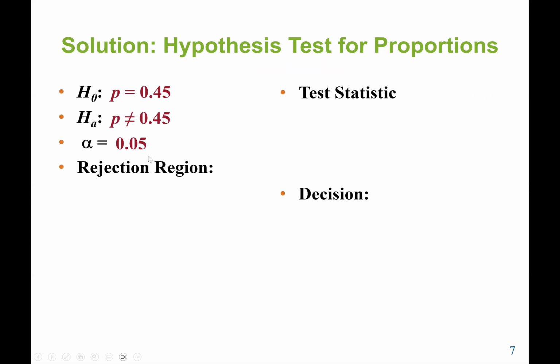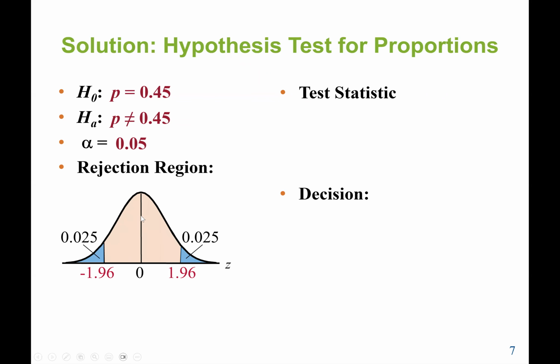Alpha is given to us to be 0.05. So next we are going to draw the rejection region. And here, again, this is two-way because it is not equal. So we have negative 1.96, positive 1.96. This is the Z value. Anytime we are looking for Z value and alpha is 0.05, the Z value is always 1.96. So now we know our rejection region.